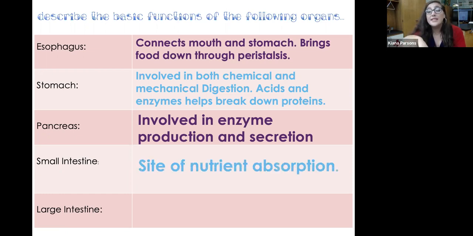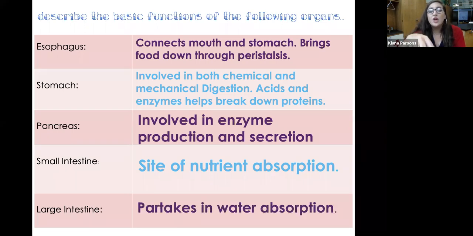Then we have the small intestine, which we've already said is the site of nutrient absorption. So this is where those small, now digested molecules are able to diffuse across the cell membrane and make their way into the bloodstream. And then finally, the large intestine partakes in water absorption. What that means is that it absorbs the extra water that's left over in your waste and puts it back, theoretically, through your body.